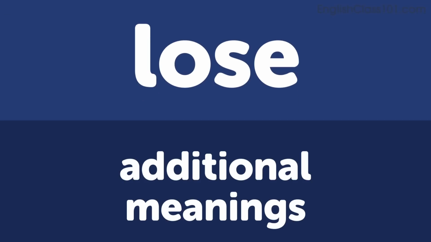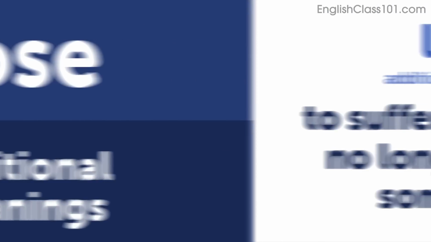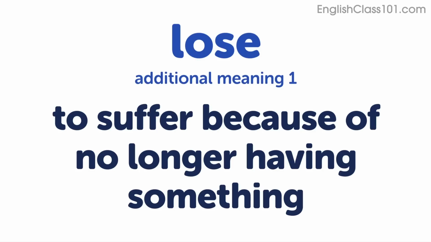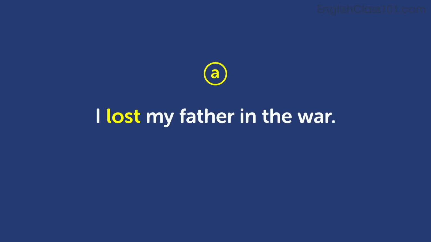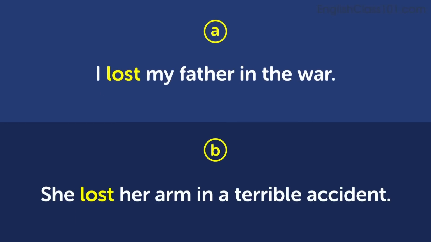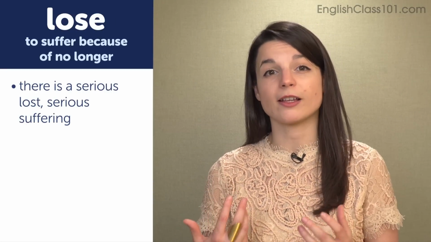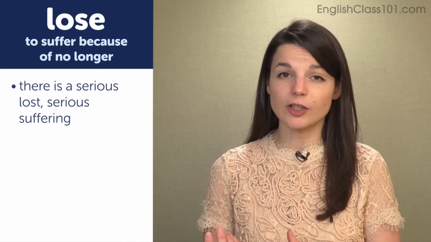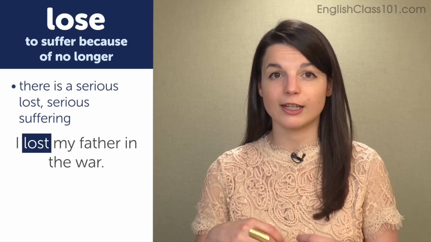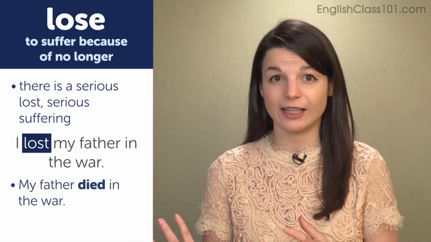So now let's talk about some additional meanings of this verb. The first additional meaning is to suffer because of no longer having something. Examples: I lost my father in the war. She lost her arm in a terrible accident. In both of these situations, there's a serious loss, there's serious suffering. In the first example, I lost my father. It means my father died in the war.